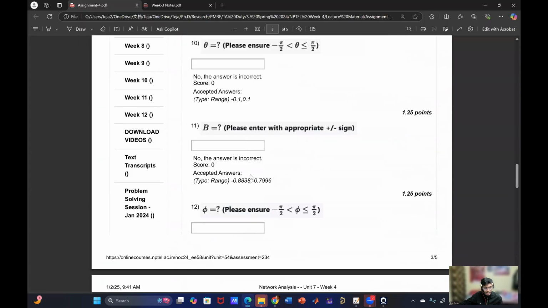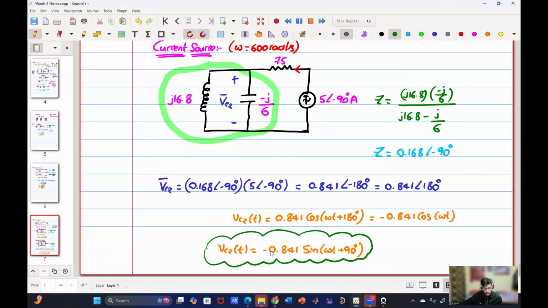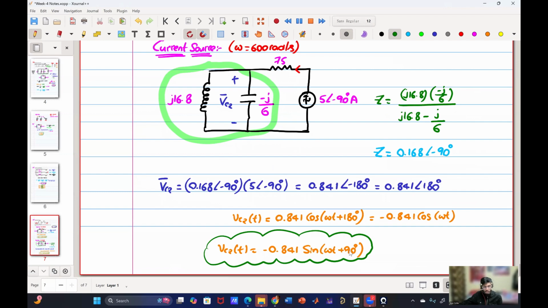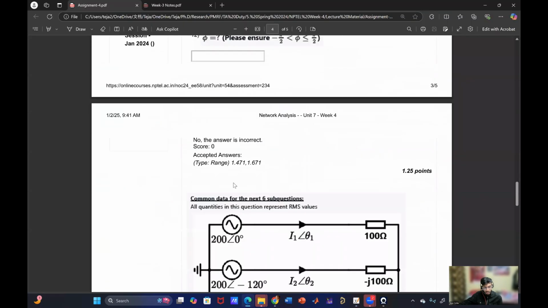So let us quickly go and check. A is minus 0.289, which is in this range, and theta is 0. Similarly, my B is minus 0.841 and this is 90 degrees, and if you check they are asking in terms of radians, so this will be pi by 2, which is 3.14 by 2, which is 1.57. So minus 0.841 and 1.57, right? Yes, sir. Okay, good session. Yeah, thank you, Shashidhar.